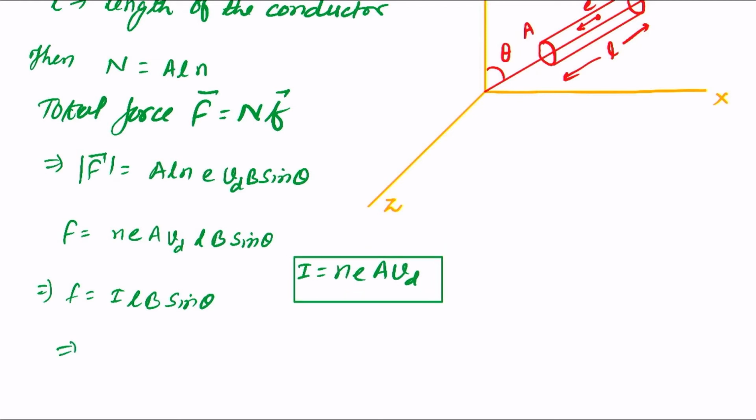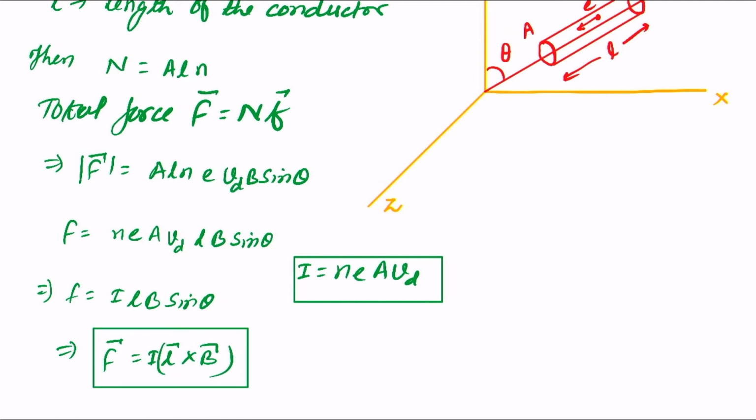In vector form, we can write that this F vector is equal to I L vector cross B vector. So this is the force in vector form. And vector have direction. Then how do we find the direction? That can be found with the help of right hand curl rule.